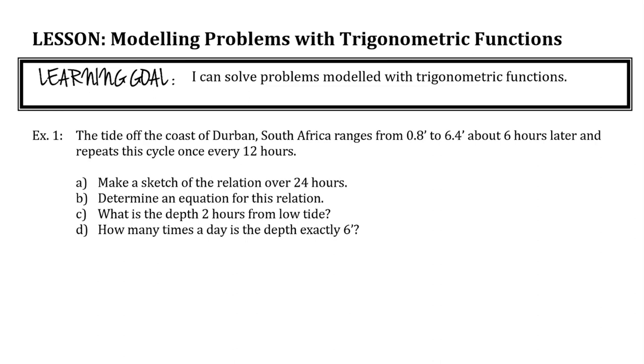6 hours later, and repeats this cycle once every 12 hours. So it goes from the min to the max in 6 hours and then repeats in 12 hours. We'll come back and talk more about that. So make a sketch of the relation over a 24-hour period and then determine an equation for this relation.